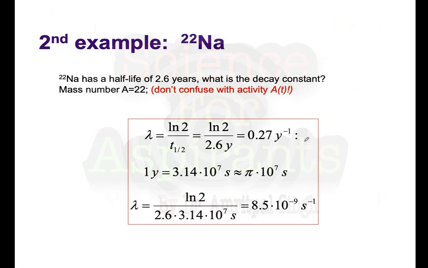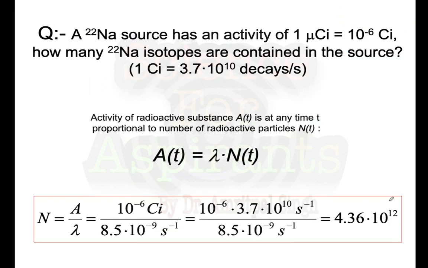So how can we calculate the activity of a particular material? This is another example. The half-life of sodium-22 is given as 2.6 years, and from that we can calculate its decay constant using the half-life formula; the value of the decay constant comes out to be 8.5 times 10 raised to power minus 9 per second. Once we find the decay constant, we can calculate how many sodium isotopes are contained within this source.